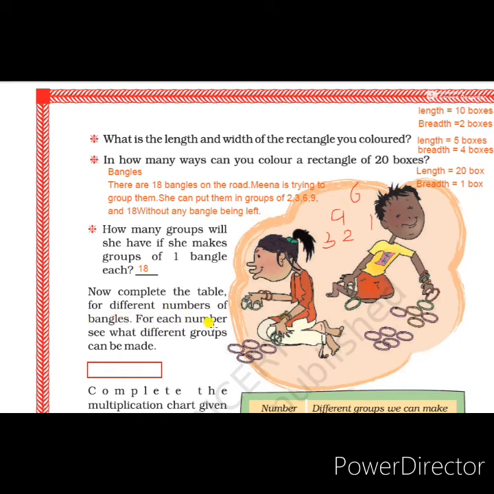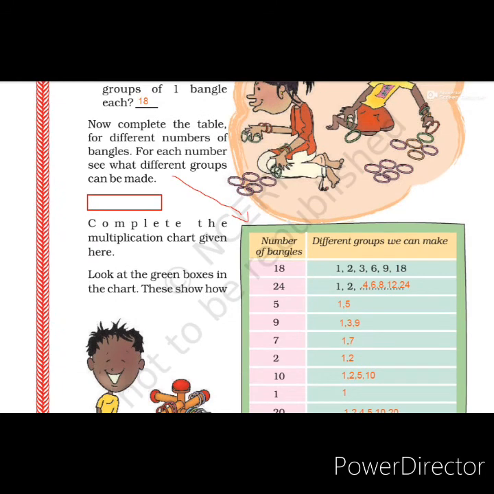Now complete the table for different numbers of bangles. For each number, see what different groups we can make. Instead of 18, if you got another number of bangles, how many types of groups can you make? Suppose there are 24 bangles. First we can make one group of 24 bangles. Otherwise we can make two groups of 12. We can also make 3 groups. Take the table of 3: 8 bangles will be there. If there are 3 groups, 8 threes are 24.